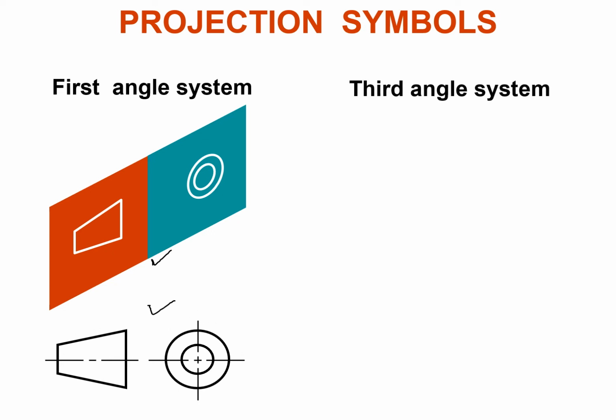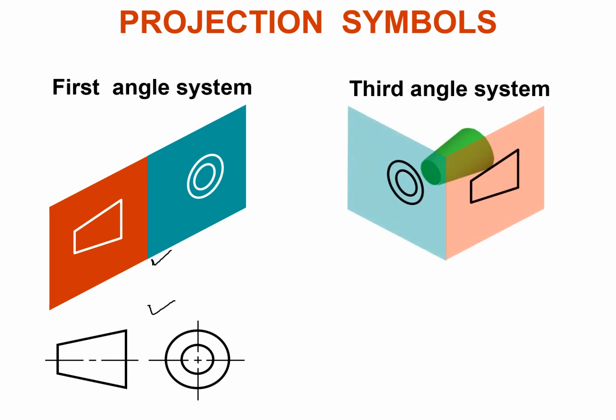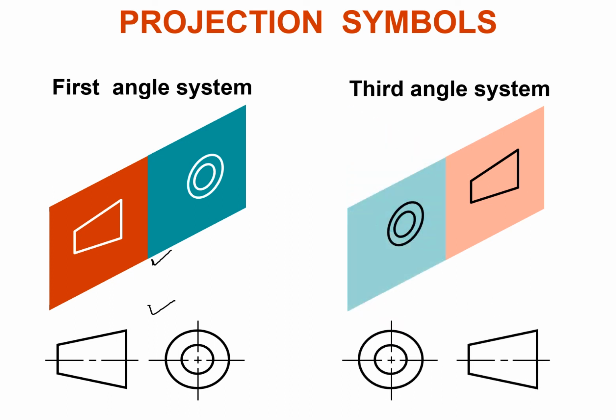Then for the third angle projection system, we will take the same truncated cone, place it in the third quadrant, project its front view and side view onto the planes, unfold them, and we will get a symbol like this. So in the first angle projection system, you can see that the concentric circles are on the right side, and the longitudinal view of this truncated cone is on the left side. And in the third angle projection system, the concentric circles are on the left side, and the longitudinal view of our truncated cone is on the right-hand side. So this is the main difference between the first angle and third angle projection symbols.